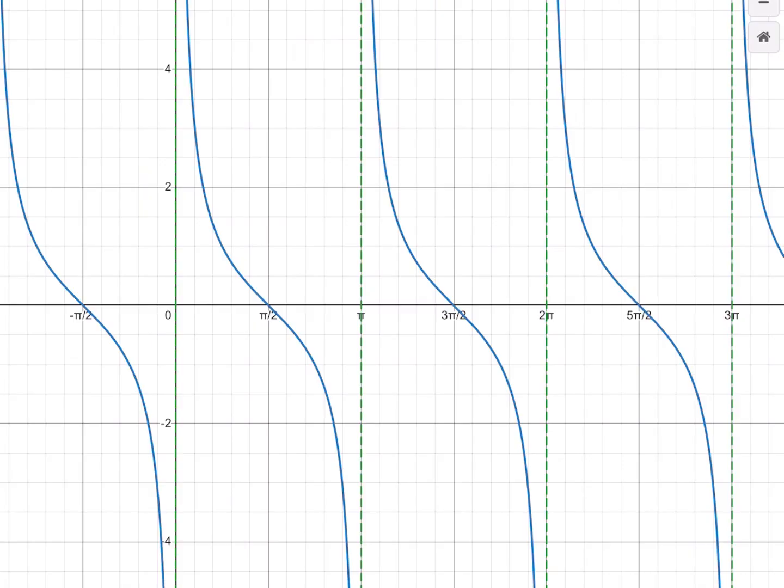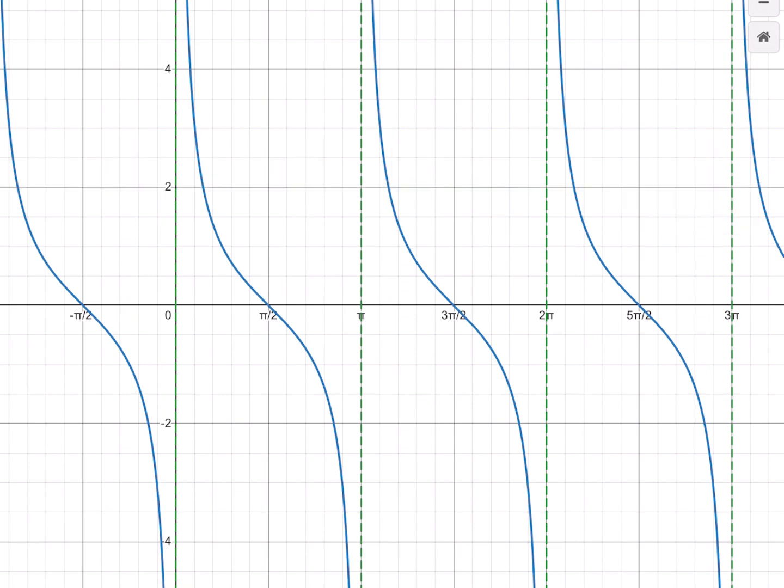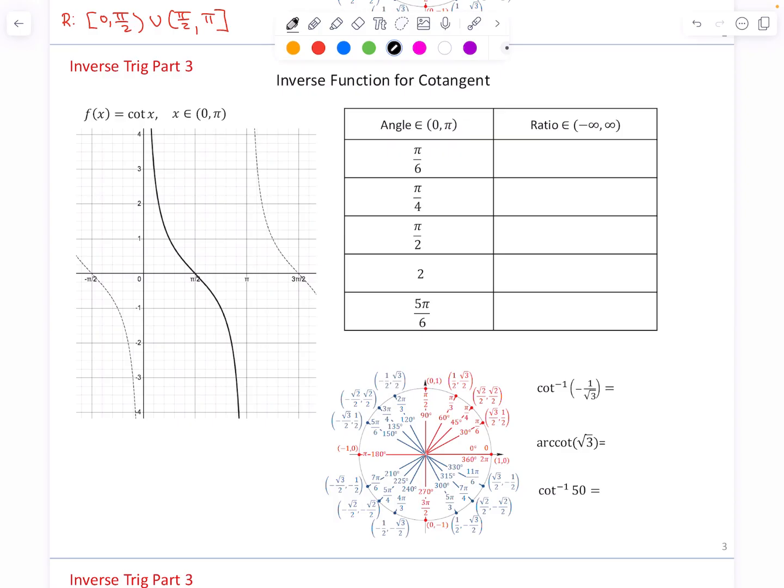This is a graph of the cotangent function. You can see it fails the horizontal line test. Here's a horizontal line intersecting multiple times. But if we keep just the portion between x equals 0 and x equals pi, then we do get a 1-to-1 function that covers the entire range. So limit our angles to 0 to pi, but exclusive of 0 and pi because the cotangent is undefined at both 0 and pi. That's where we have asymptotes.